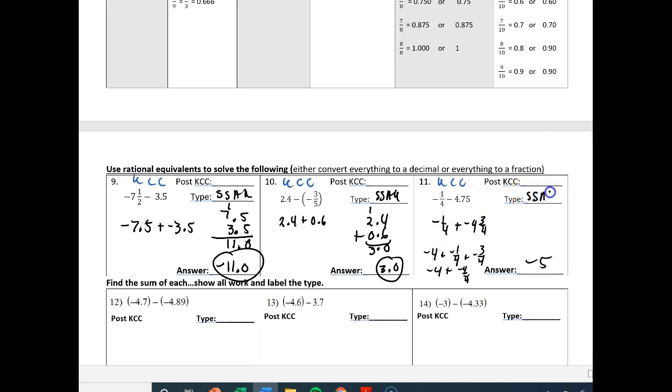So again, SSAK. They won't always be SSAK. But you'll notice I have 3/4 and 1/4, and I can add those together. They're both negative. I get negative 4/4. So really, it's the whole number negative 4 plus the fractions that gave me negative 4/4, which is really negative 1. So negative 4 plus negative 1 gives you negative 5, and that's your answer.